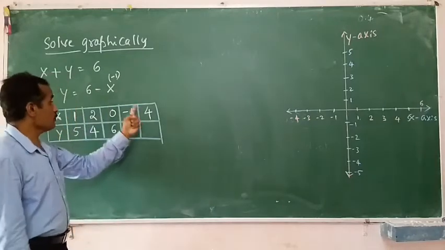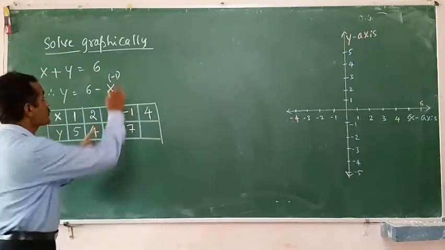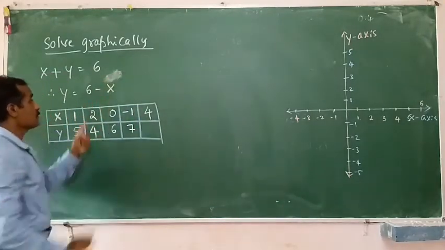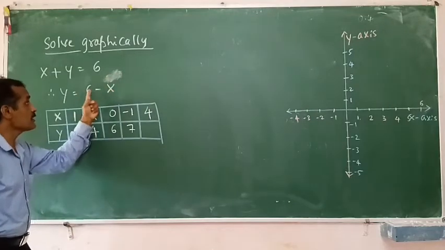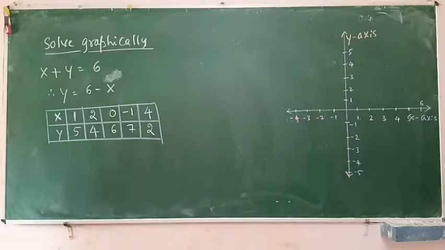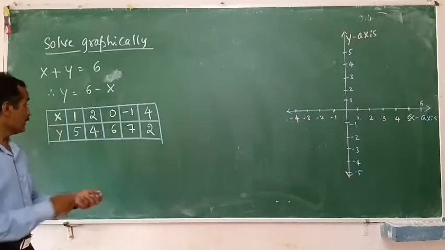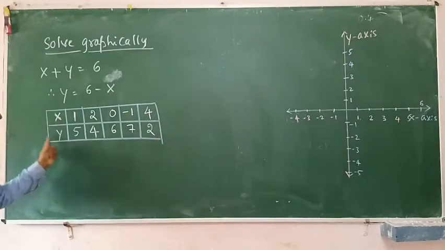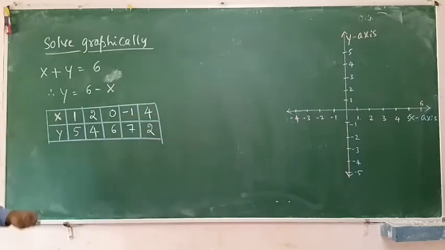X is equal to 4. Y is equal to 6 minus 4. 6 minus 4, answer is 2. Okay? Now, these are the different values I got.